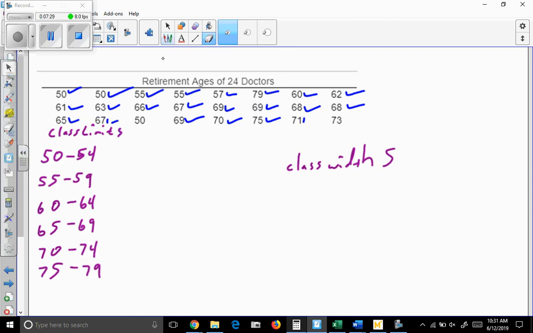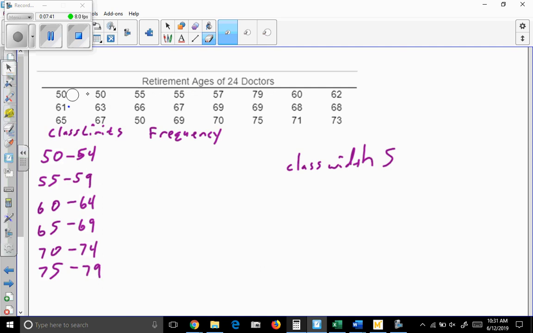Then we're asked for the frequency of each. And remember, all a frequency is the count: how many pieces of data fall in that category. So I'm just going to use the tabulation method. I'm going to take a piece of data, find out which class it falls into, make a mark, and then mark that piece of data out.